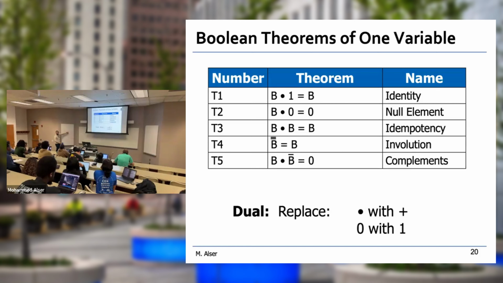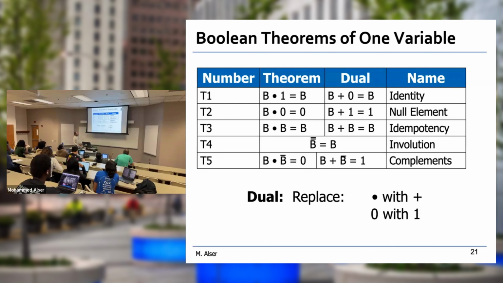If you don't want to remember this table, you can easily logically solve it or come up with those theorems. Is it clear? All right. Should we move on?